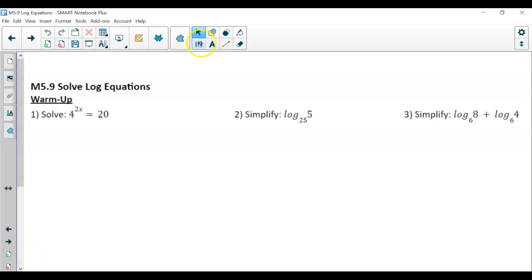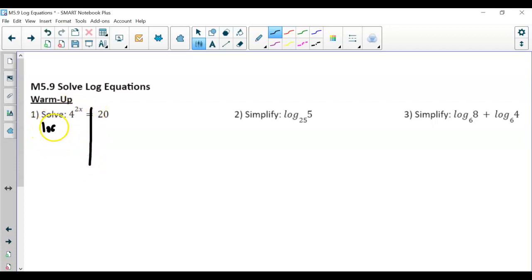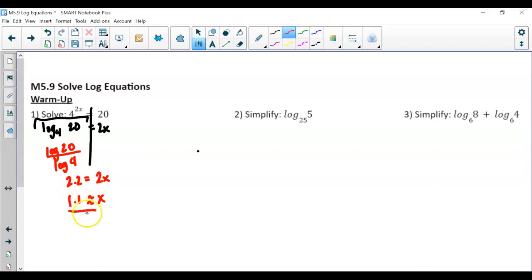And here we go. So with the first one, you should have noticed this is an exponential. So you're not going to divide by 4, right, to get 5. This is an exponential. X is in the exponent. So you have to write it as a log by itself. So log base 4 of 20 is equal to 2x. So now notice change of base here, right? So this is log 20 divided by log 4 here, which gets you approximately 2.2, which is equal to 2x. So you divide by 2 and you get approximately 1.1.